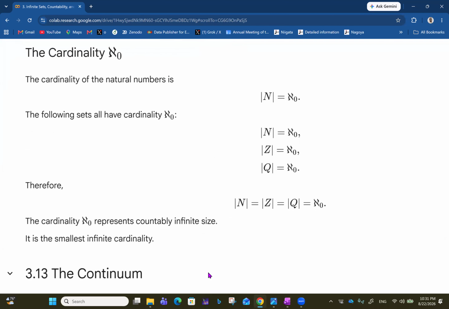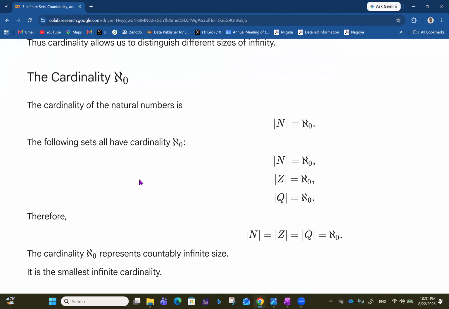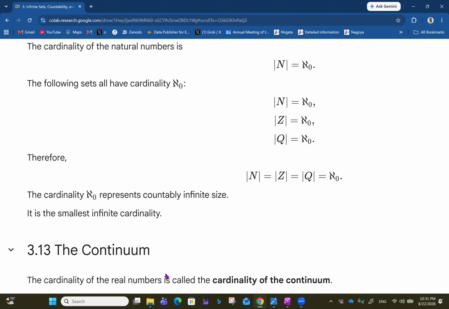So let's talk about the cardinality aleph 0. The cardinality of the natural numbers is aleph 0, and the following sets all have the same cardinality. Natural numbers, integers, and rational numbers all have the cardinality aleph 0. Therefore, the cardinality of N is equal to the cardinality of Z, which is equal to the cardinality of Q. So aleph 0 represents countably infinite size. It is the smallest infinite cardinality.